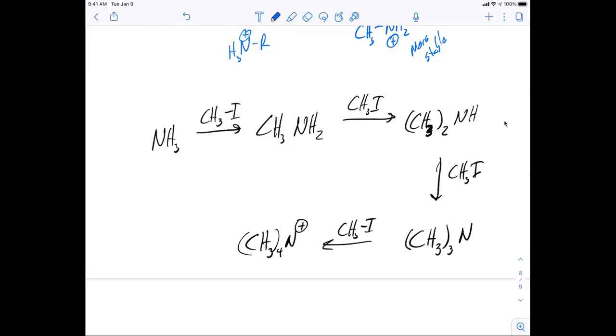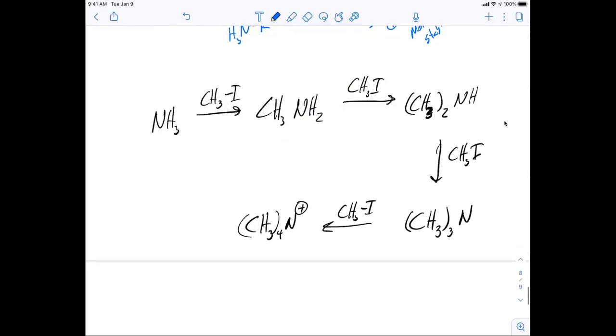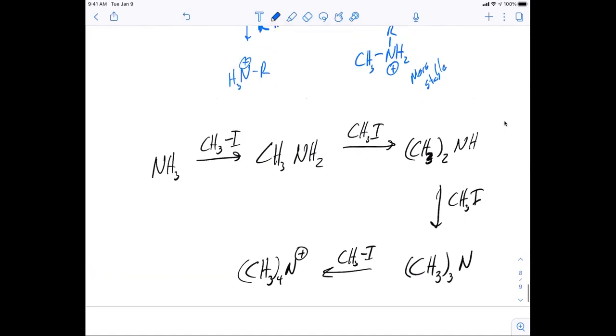So if I really want to selectively make a primary or a secondary amine, straight alkylation by taking the nitrogen is not going to be the way to go, right? Because every time I add a methyl, I'm making it more reactive.